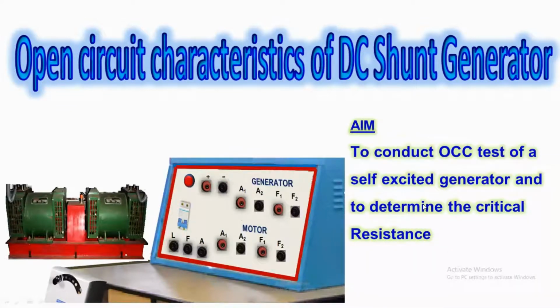The aim of the experiment is to conduct the open circuit characteristics of a self-excited generator, here the DC shunt generator, and to determine the critical resistance.